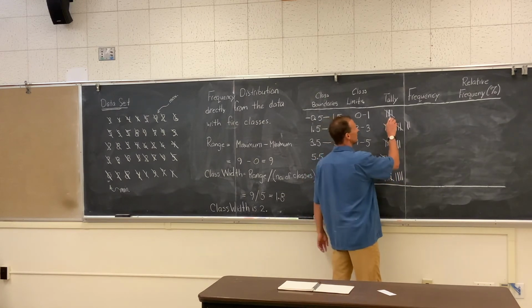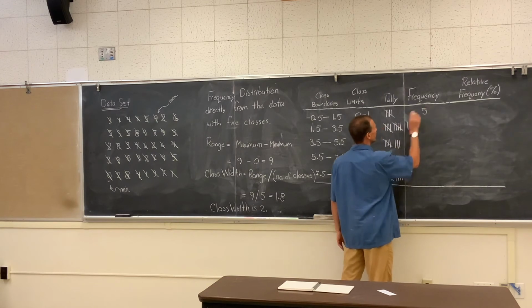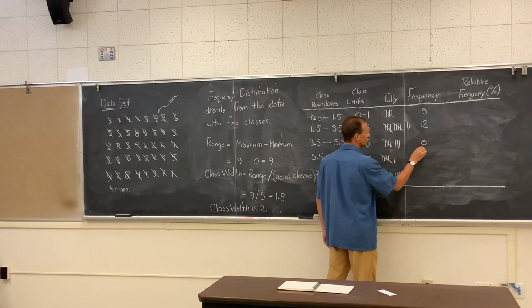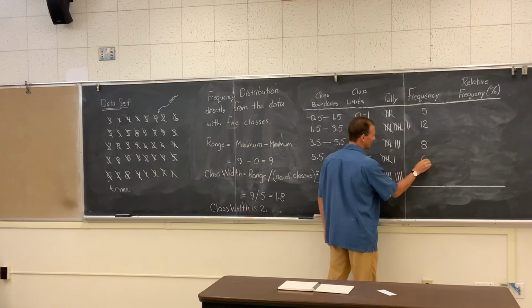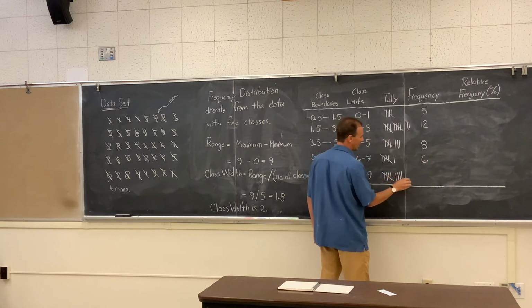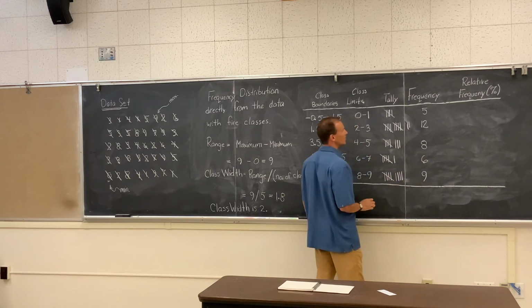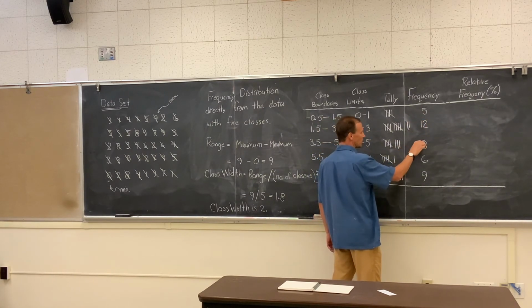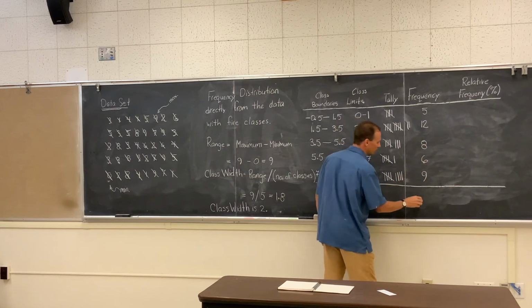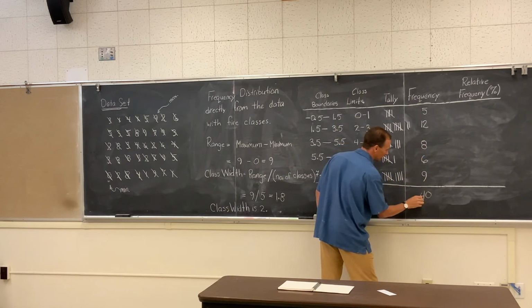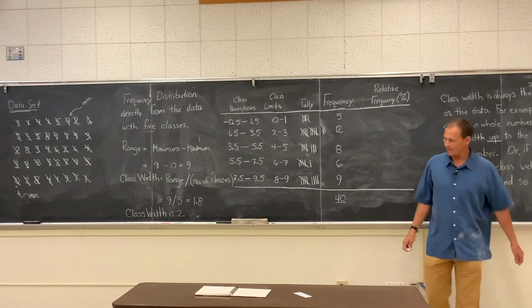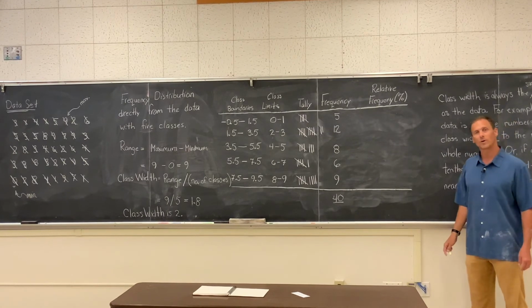But here we go, we count them up. Our frequency, 5, 12, 8, 6, 9. And let's add those up. That's 5 and 12, that's 17, 8 more is 25, 31. Oh, look at that. Picked up all of our data. Now the last piece. And that is the relative frequency.